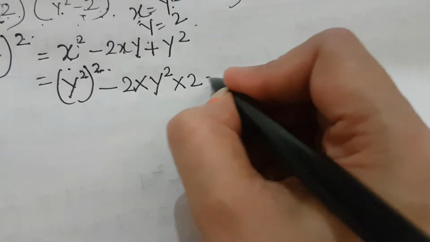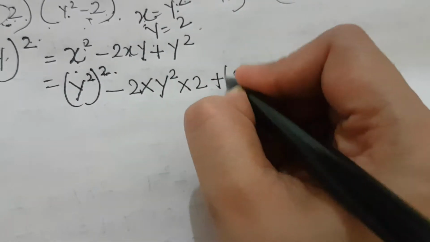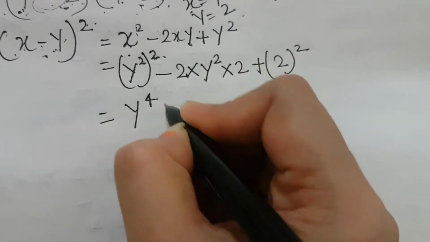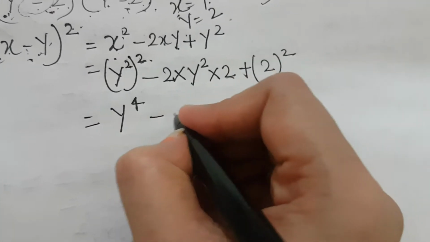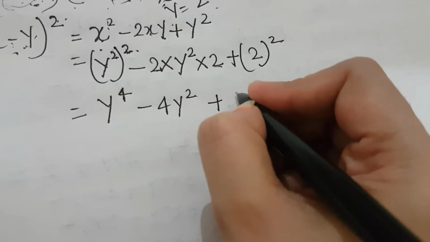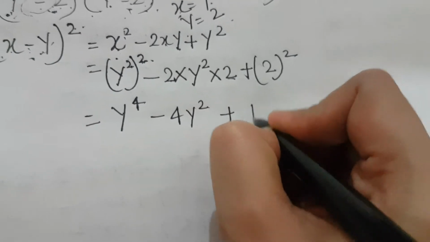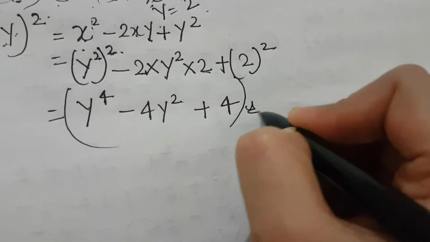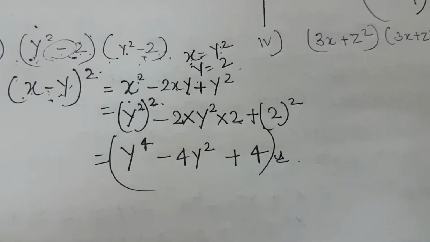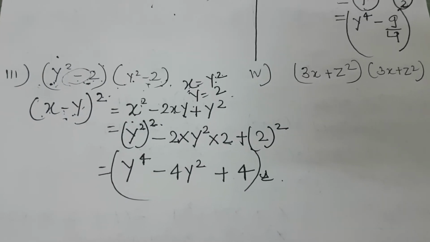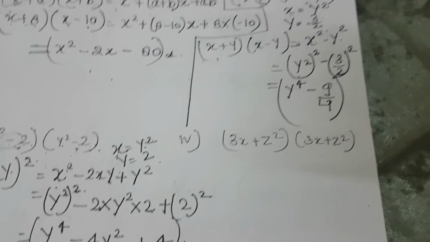2. Plus, what is the value of y? 2 and its square. So what will this become? y raised to the power 4 minus 2 into 4y square plus 2 into 2 raised to the power 2 is equal to 4. So this is the answer. And why are we not subtracting and adding these terms? Because these all are unlike terms. Clear? Now come to the fourth part.